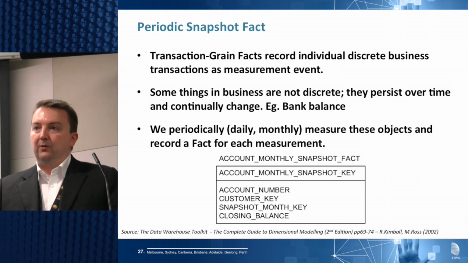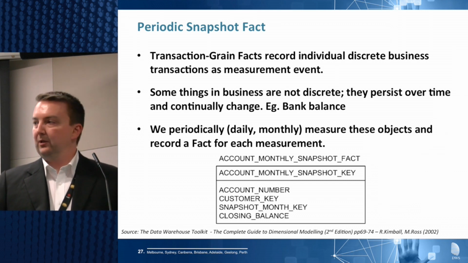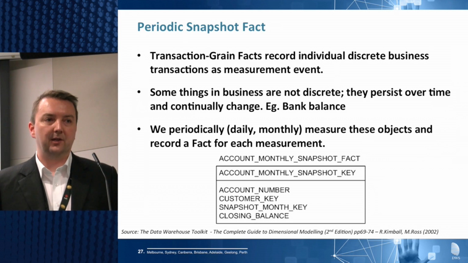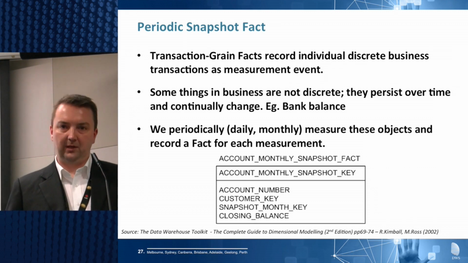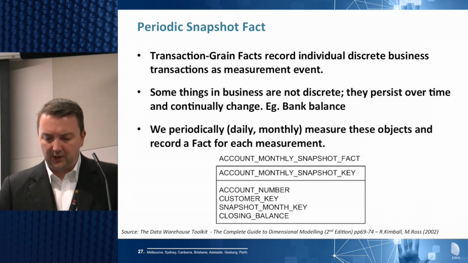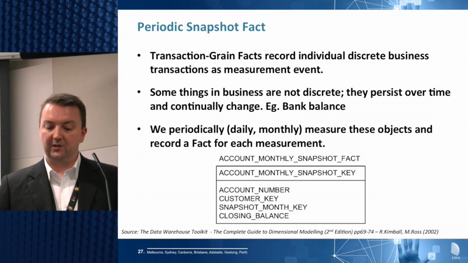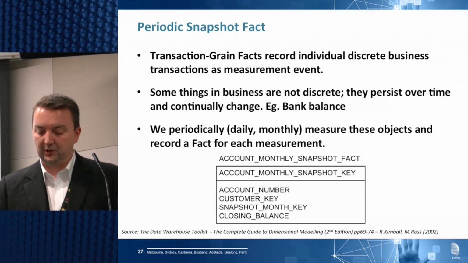When we take that snapshot, we put it into a fact table, and we put in a date dimension against it that reflects the granularity of that snapshot. It might be a monthly snapshot, so we have a date dimension that captures the month that we took the snapshot in. So the key difference about periodic snapshot facts is we're not measuring an event, we're measuring on the passage of time.